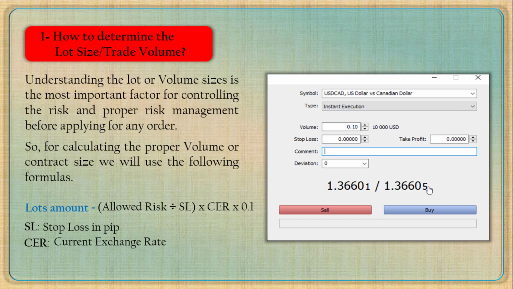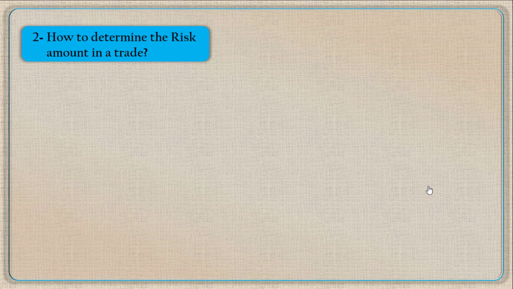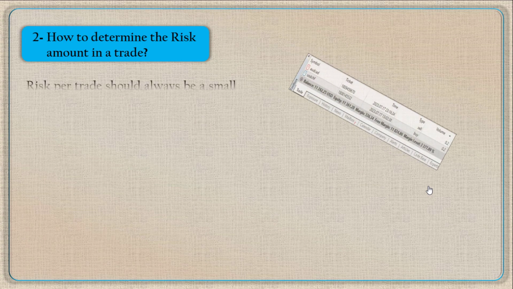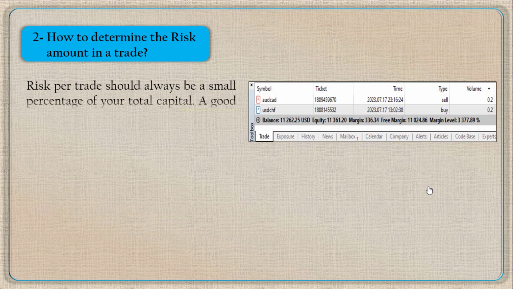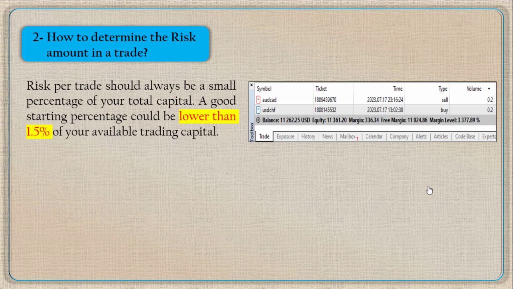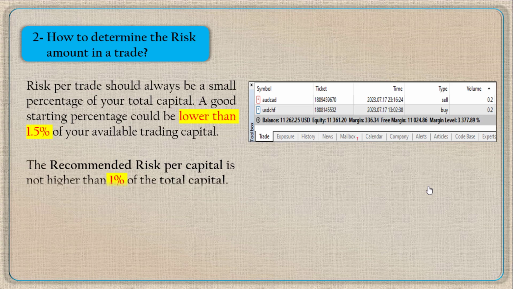Let me teach you what is allowed risk. Second, how to determine the risk amount in a trade, or how to determine the allowed risk in a trade. Risk per trade should always be a small percentage of your total capital. A good starting percentage could be lower than 1.5% of your available trading capital. The recommended risk per trade is not higher than 1% of the total capital. As per my 10-year experience in this market, even 1% is too much risk.